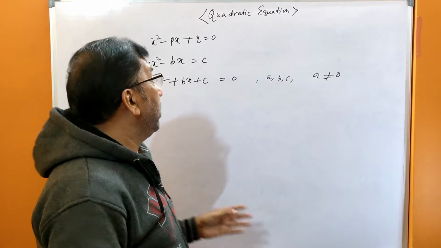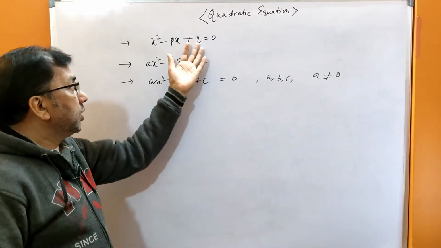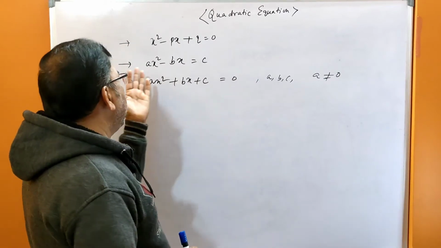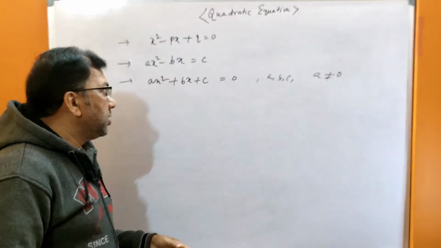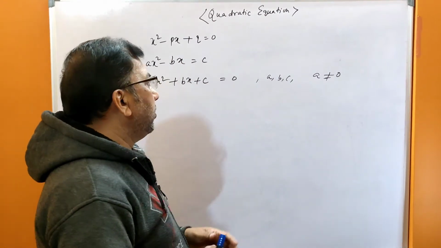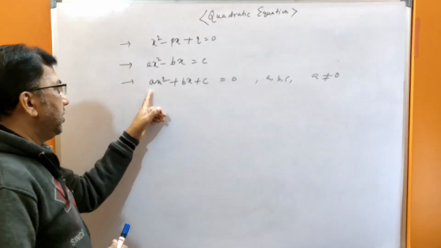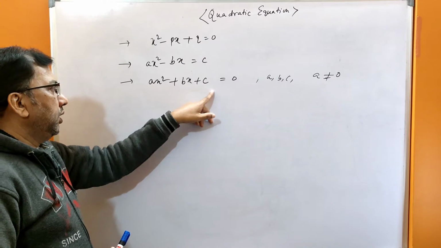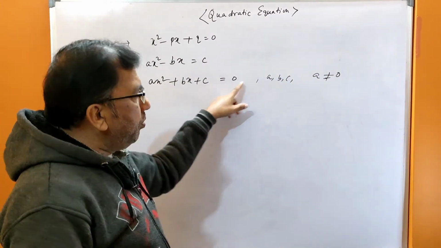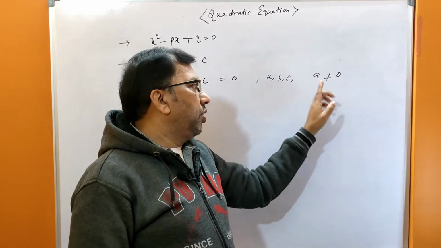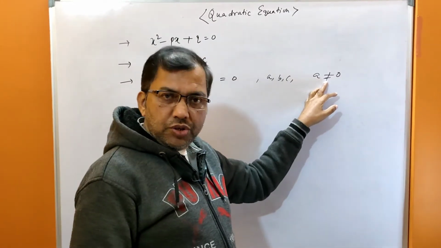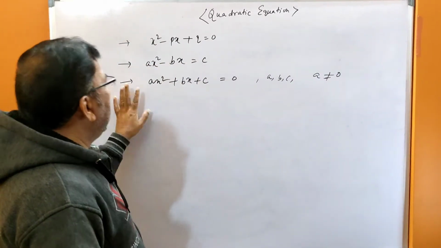So, what do we know about x square minus px plus q. These are Babylonians. At first, Babylonians started this. Next, x square minus bx equals c. That is Brahmagupta. And last, the Sridharacharya formula. This is ax square plus bx plus c equals 0, the standard form of the quadratic equation, where a, b, c are real numbers and a not equal to 0. A, B, C are real numbers, but a is not equal to 0. Yes, you will remember this.